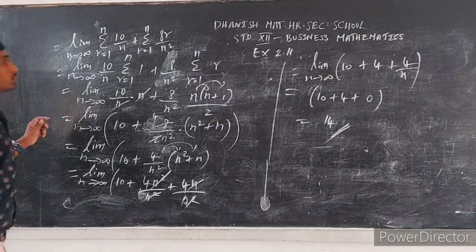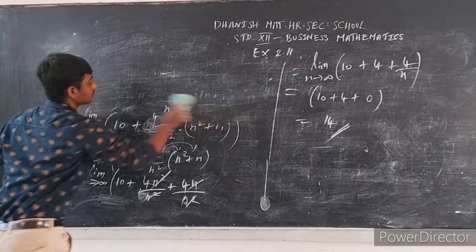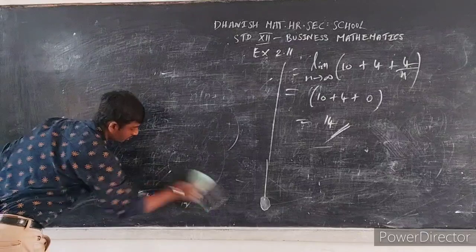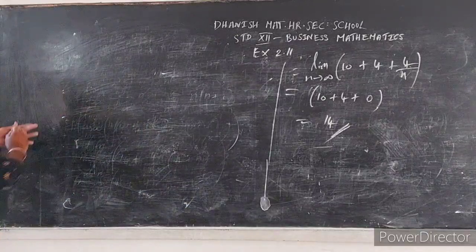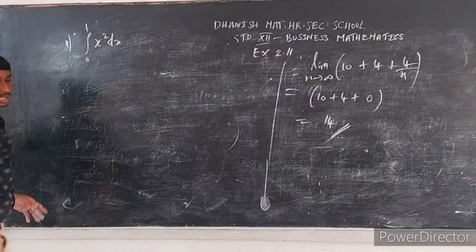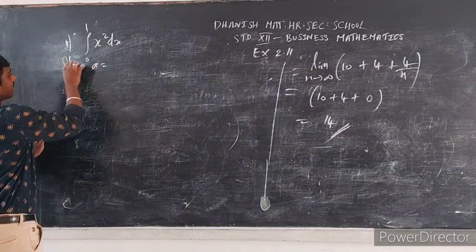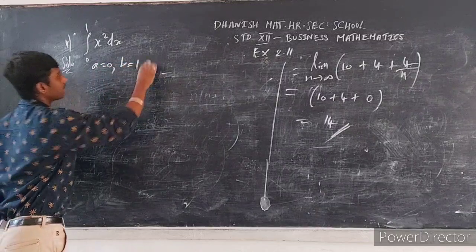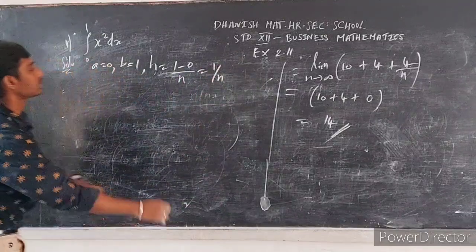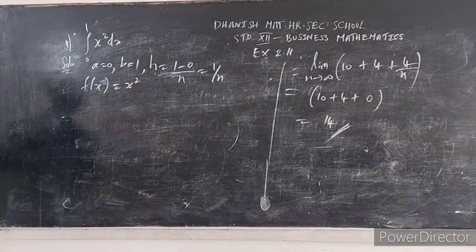The fourth question. Let's see the fourth question. What is the question given? The fourth one is the integral of 0 to 1 x square dx. Let's write it like this. What is the given data here? a is equal to 0, b is equal to 1, h is equal to 1 minus 0 divided by n. That will be 1 by n, the h value. f of x equal to x square.